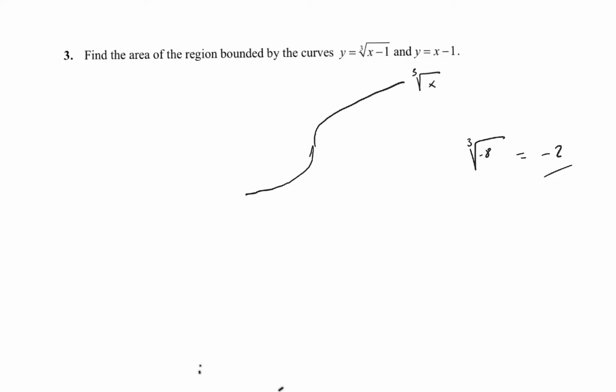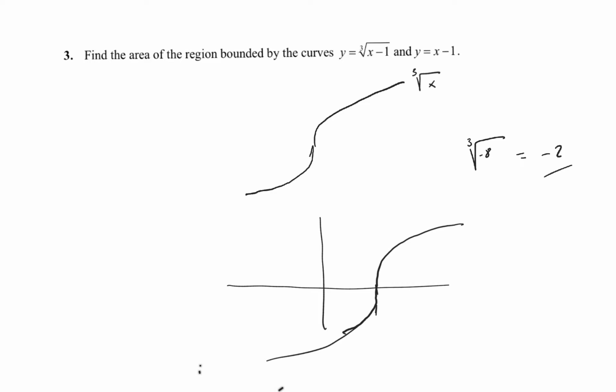But the graph is not the cubic root of x. It is the cubic root of x minus 1. How will we represent this graph? This graph is the same graph, but translated one unit to the right. So it is this graph, with infinite slope at x equals 1, and I will draw it like this.